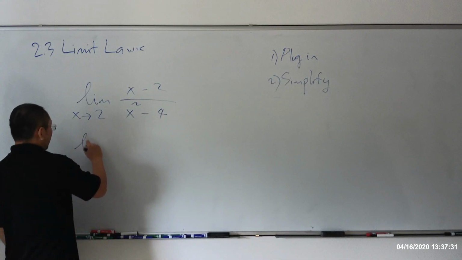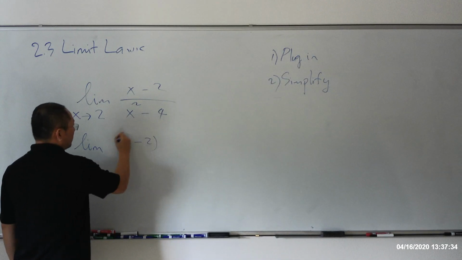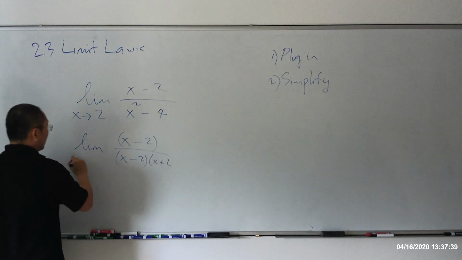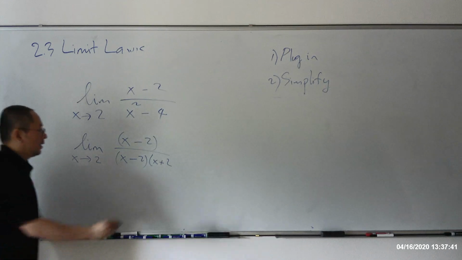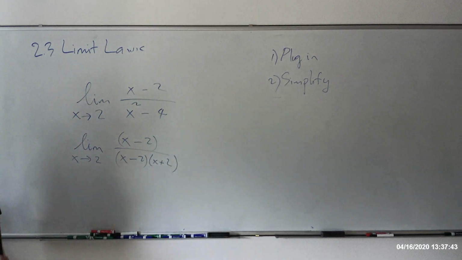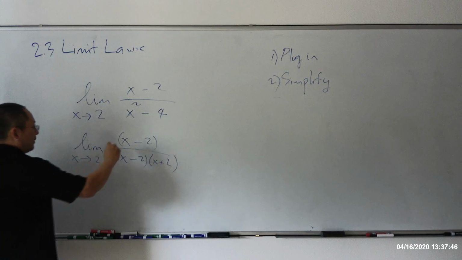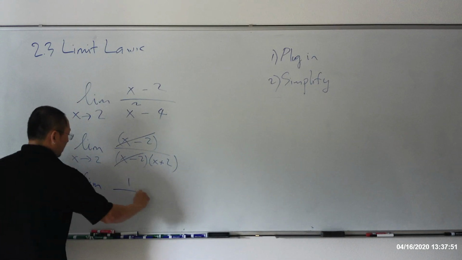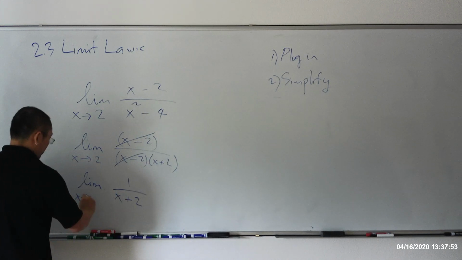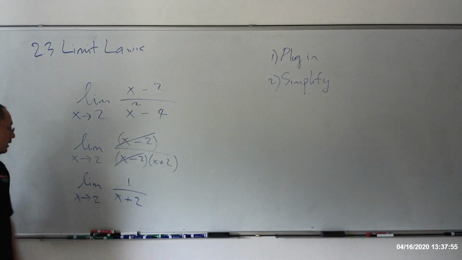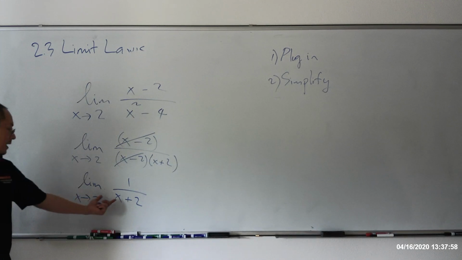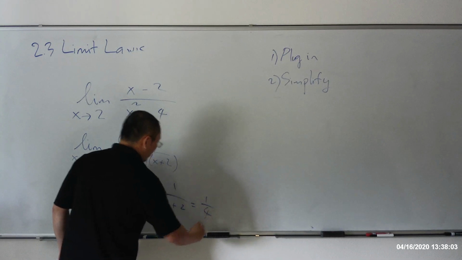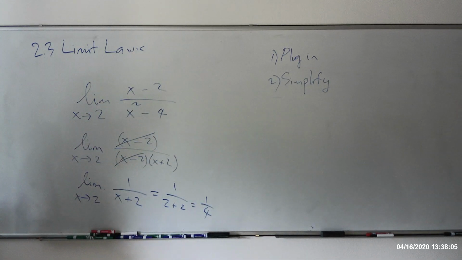So this is the same thing as the limit of x minus 2 over x minus 2 times x plus 2, as x approaches 2. You see that we have a common factor between the numerator and denominator that we can cancel out. So this is the same thing as the limit of 1 over x plus 2 as x approaches 2. Now, can we plug in 2 in here? Yes, right? Plug in 2 in here, you get 1 over 2 plus 2, which is a quarter. So really, the limit is equal to 1/4.